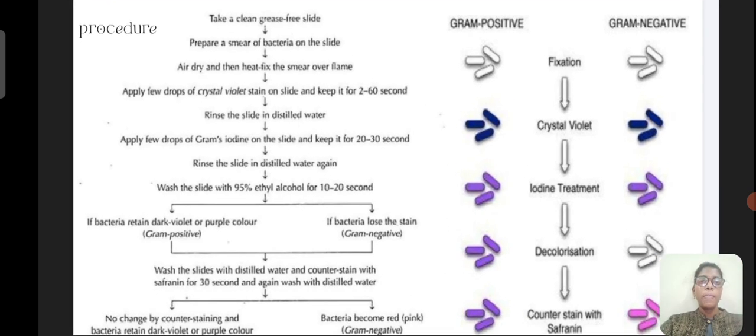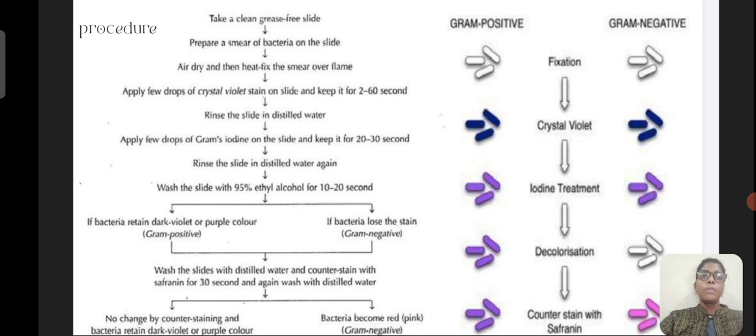Here is the procedure. Now take a clean grease free slide. Prepare the smear of the bacteria on the slide. Now air dry it and then heat fix the smear over the flame. Apply a few drops of crystal violet stain on the slide and keep for 20 to 60 seconds. After 20 to 60 seconds, rinse the slide in distilled water.